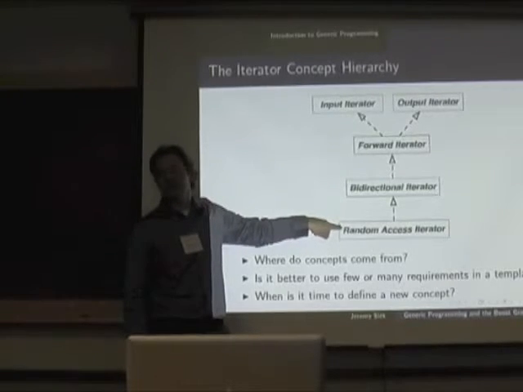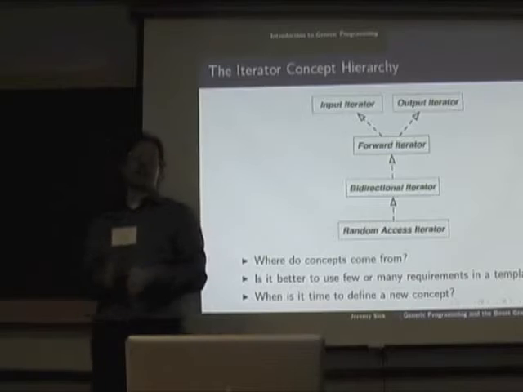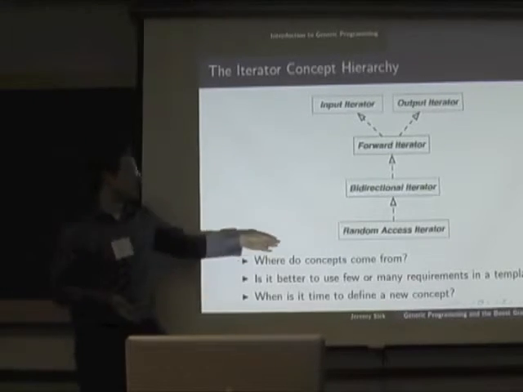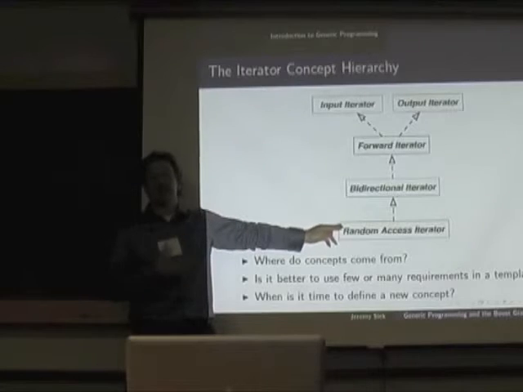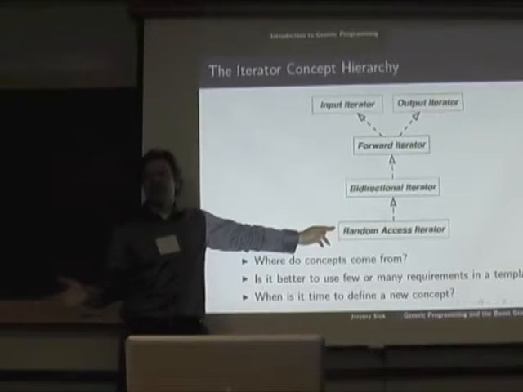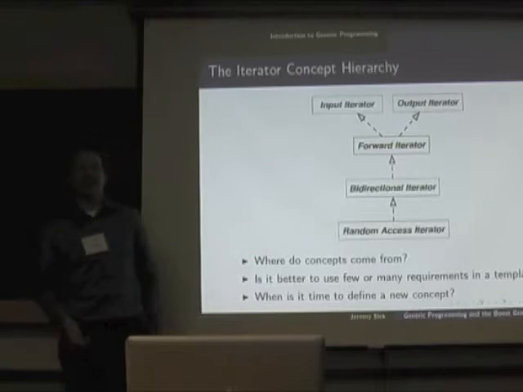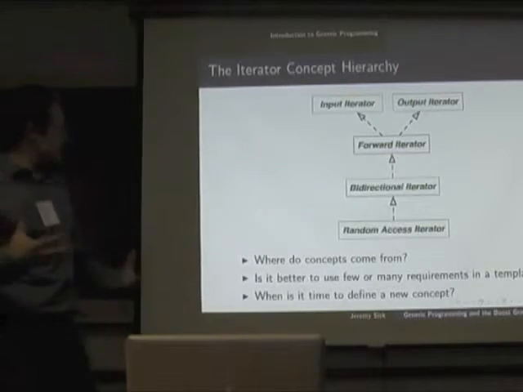It would be too restrictive, and it would limit the reusability of an algorithm. So let's say you said your find function had to have a random access iterator. All of a sudden find doesn't work with lists, even though it really should. So that's where they come from.